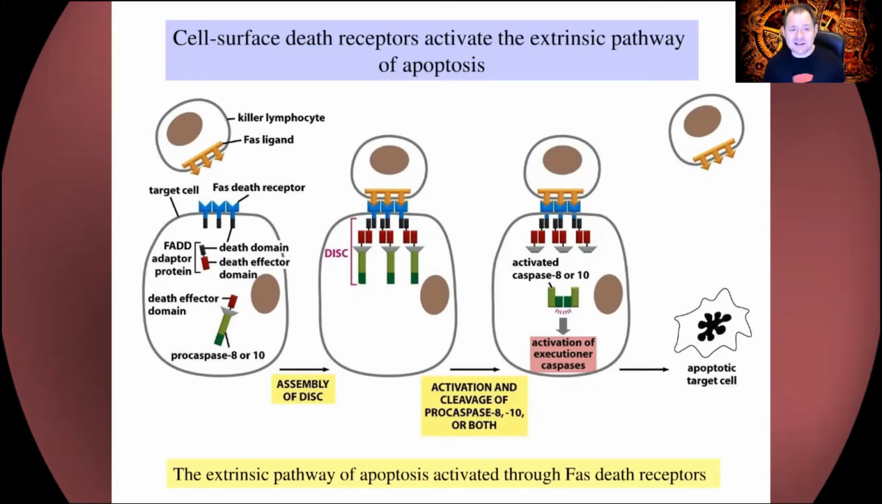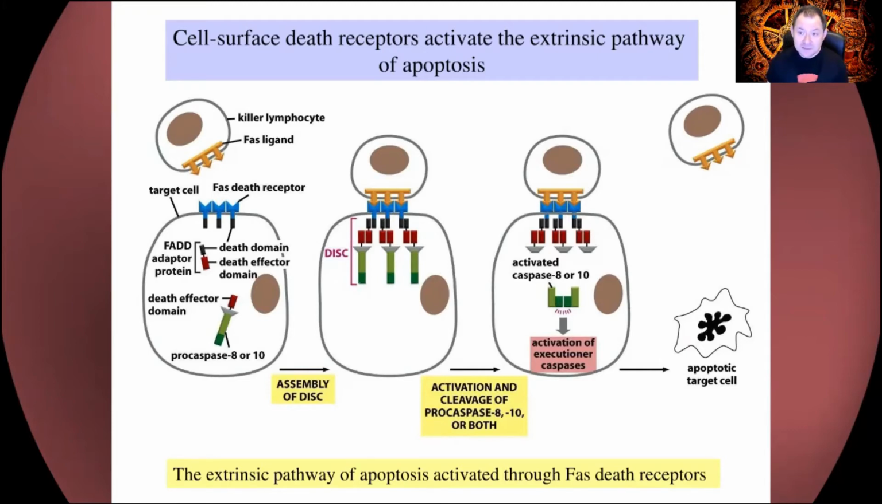Now, when the Fas ligand binds with a Fas death receptor, this activates that receptor. And the inner domain of the Fas death receptor is known as a death domain. So that bit of protein that sticks in the cell is known as a death domain. When the Fas ligand plugs into the Fas death receptor, the death domain is basically activated. Now, floating inside the cell, there are lots of proteins known as FADD adapter proteins. These FADD adapter proteins also have a death domain.